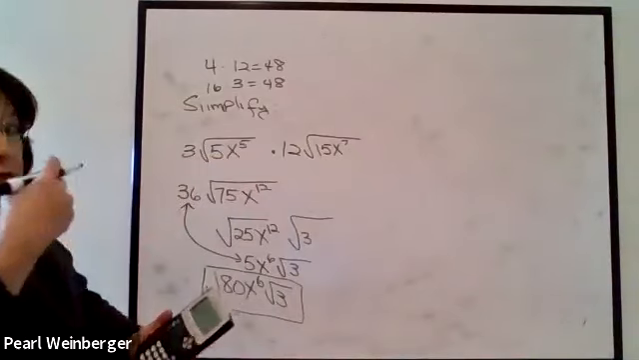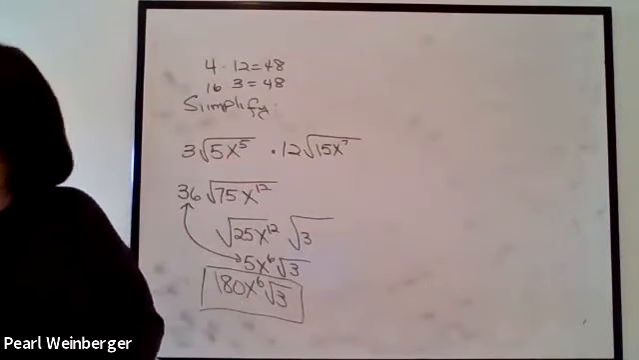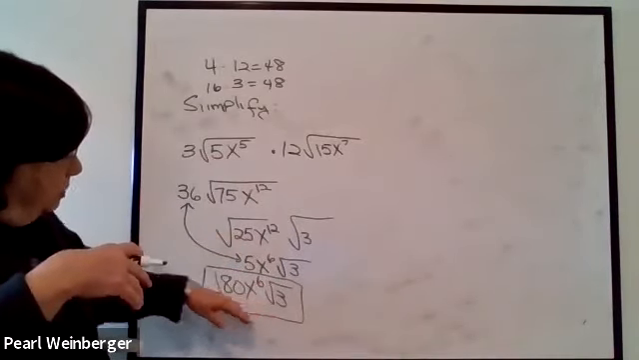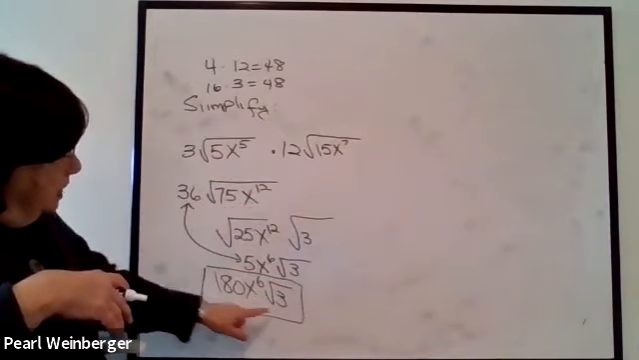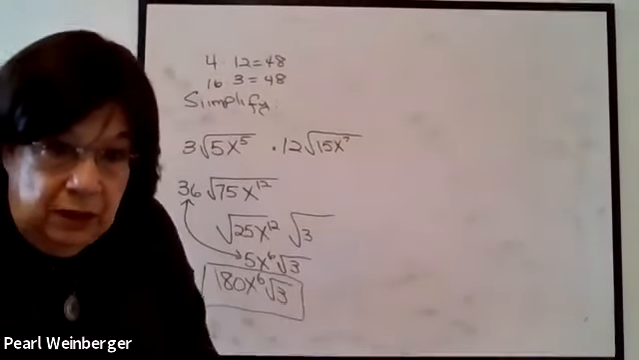And again, notice I multiplied what was outside the radical, then I multiplied what was inside the radicals, and then I simplified the radicals to get the smallest number inside the radical that I possibly can. Okay, we're going to stop right here.